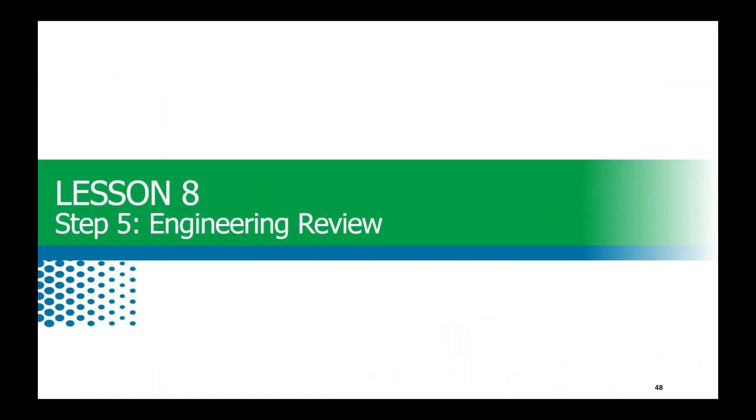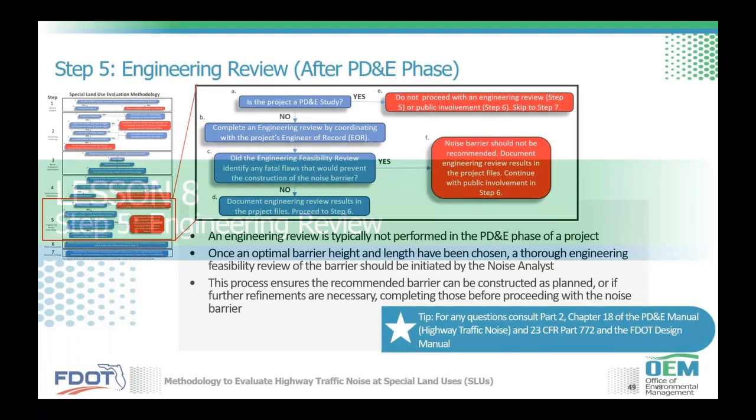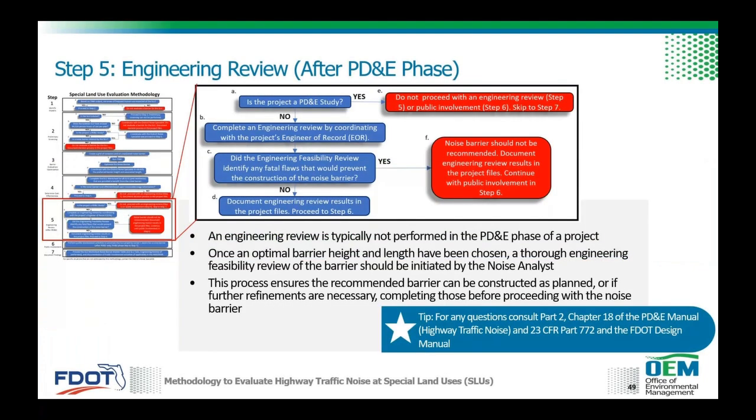Now let's take a closer look at step 5, the engineering review. Note that an engineering review is typically not performed in the PD&E phase of a project. Therefore, the first task in step 5 is to identify if the project is a PD&E study. If the project is a PD&E study, do not proceed with an engineering review. The engineering review will occur during a later phase of the project.